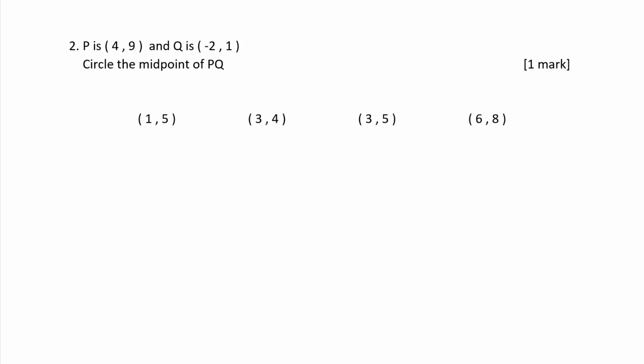Question 2. P is (4, 9) and Q is (-2, 1). Circle the midpoint of PQ. Okay, so if I was just to quickly sketch what this looked like, (4, 9) would be a point somewhere like that, and (-2, 1) would be something like there, wouldn't it? Okay, so the midpoint is going to be somewhere around there, I suppose.